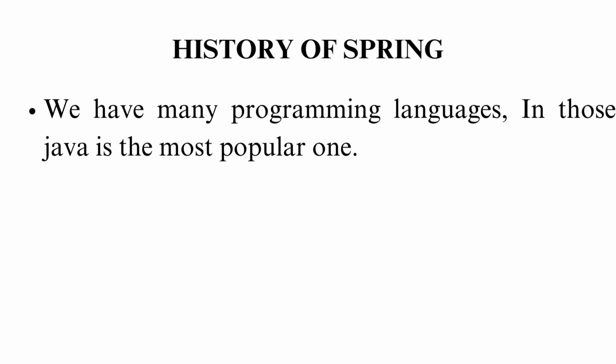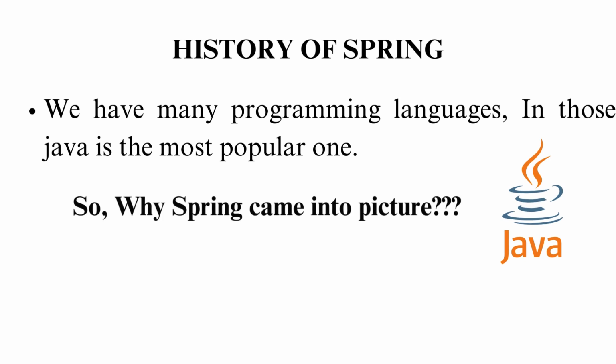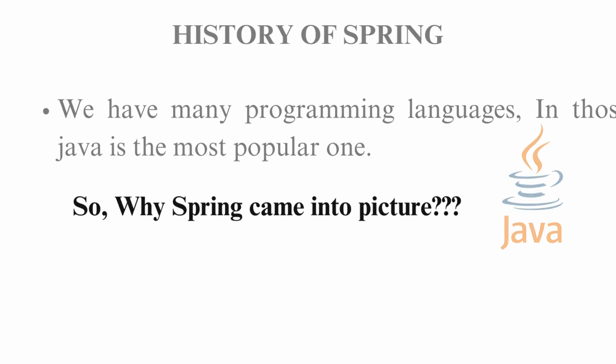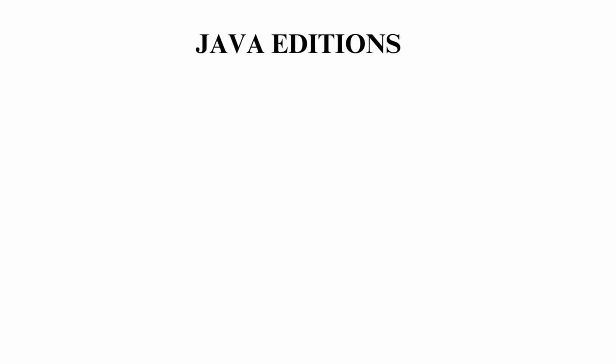So at first we should know about the history of Spring. We have many programming languages. In those languages, Java is the most popular one. So, why did Spring come into the picture, even though we have a most used programming language like Java? To know that, we have to go back to Java editions.